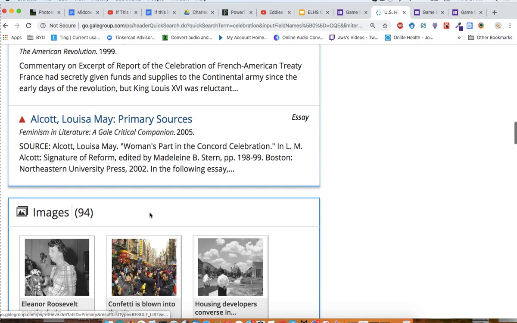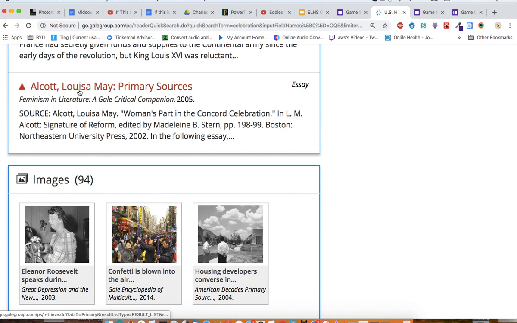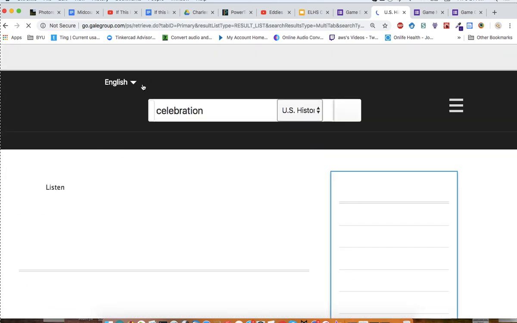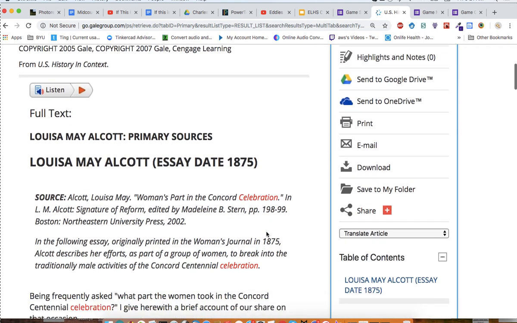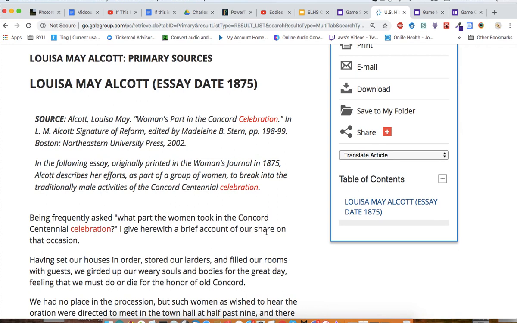all these different celebrations. Here's Louisa May Alcott, a primary source. I always like to read primary sources of information that were in the first person, oftentimes written in the hand of usually people who were there, right? And that's what I'm talking about with primary sources. So here we have Louisa May Alcott, a primary source, and this is an essay she wrote back in 1875.